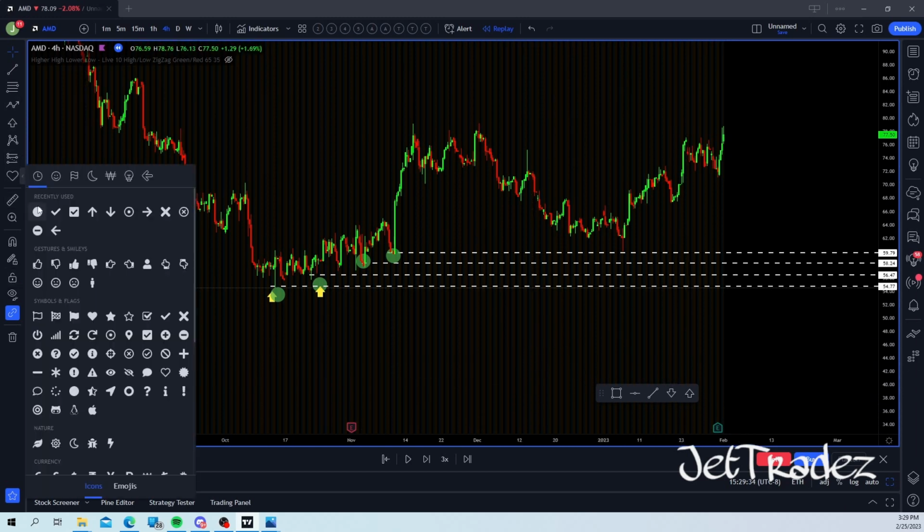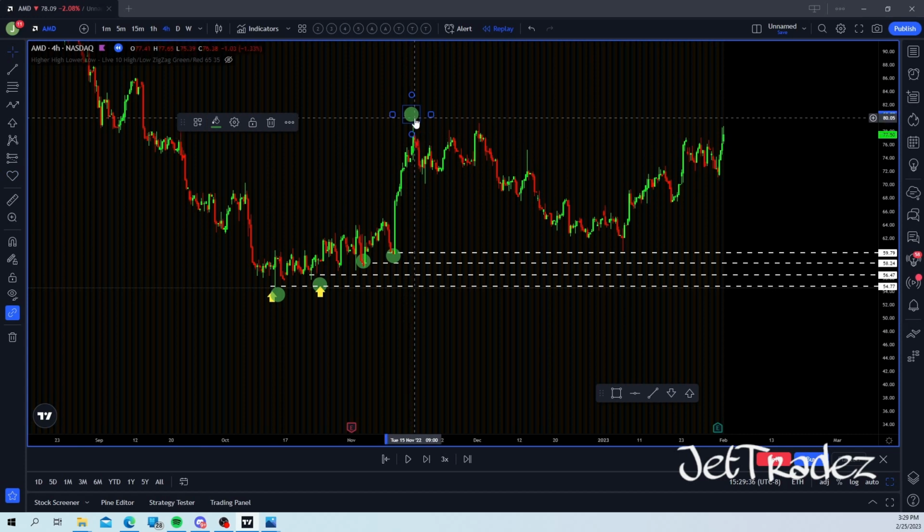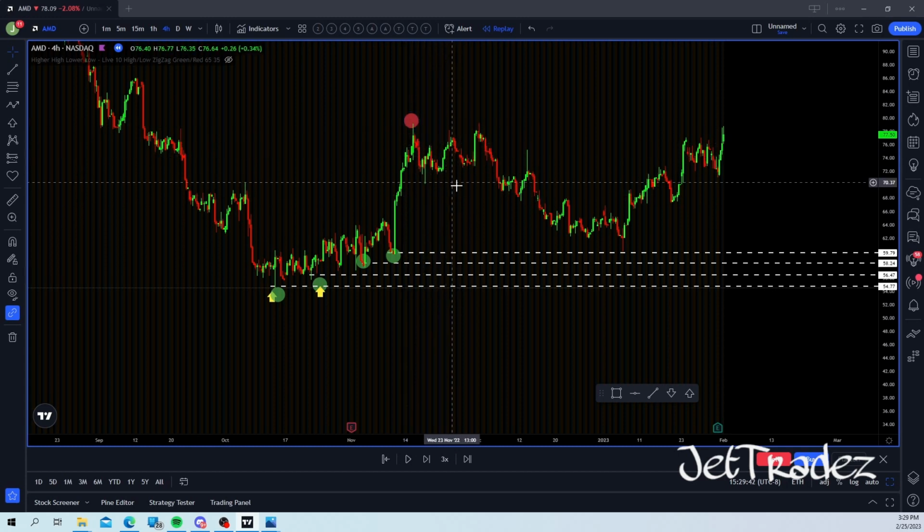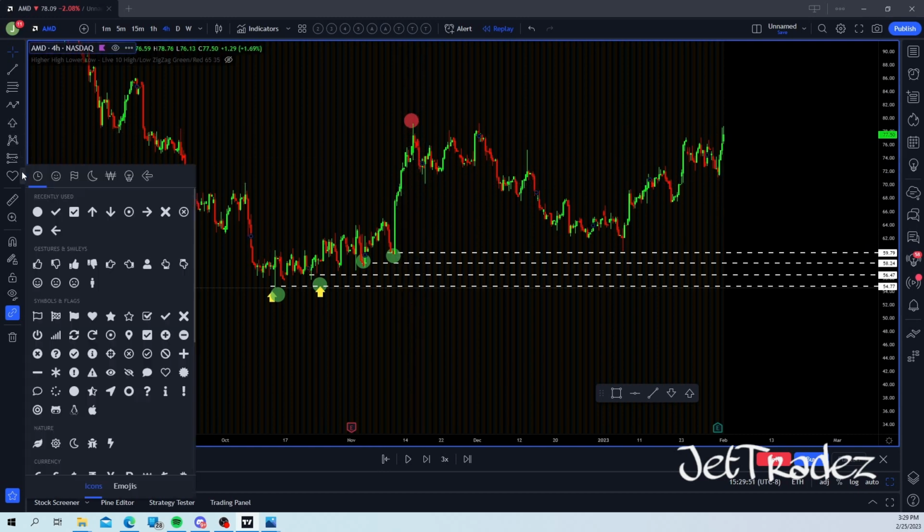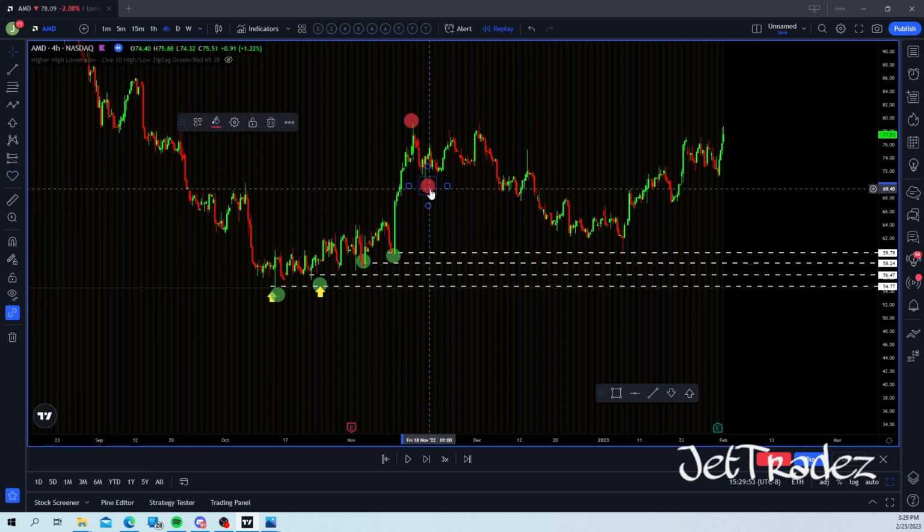And all I have to do, since it has not created a higher low, is wait for the pullback. You wait for a higher low pullback, which happened here. There's your higher low. You buy right there. Buy.